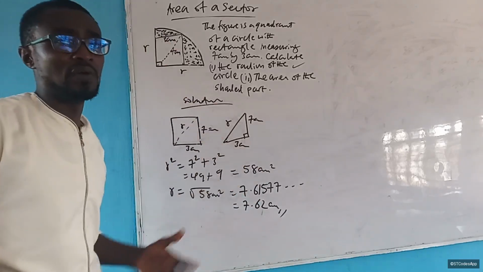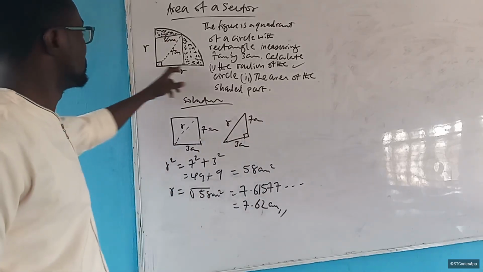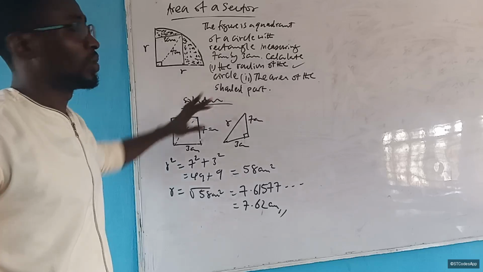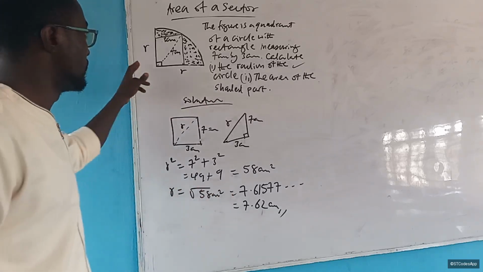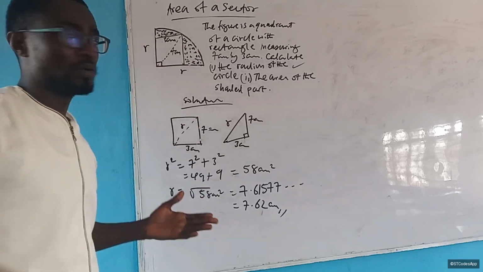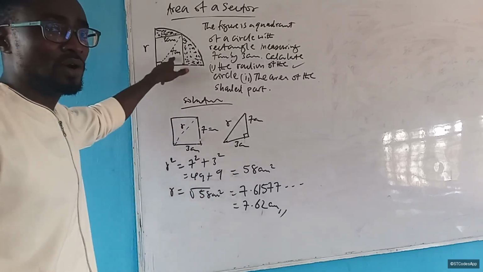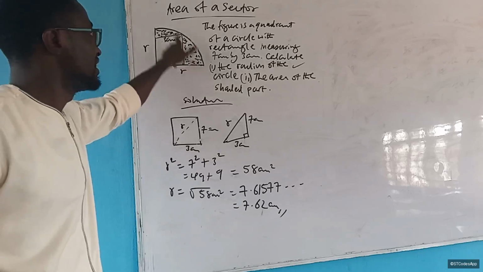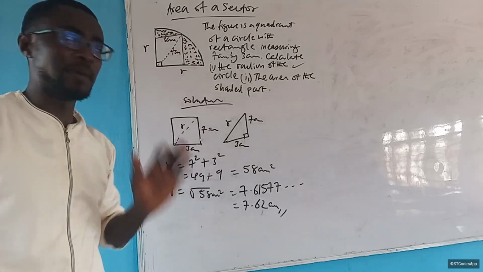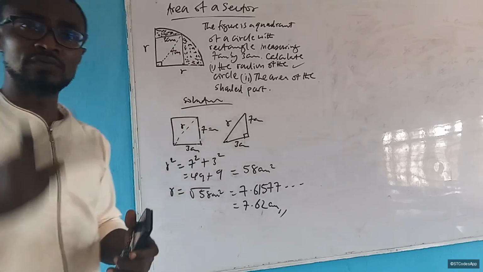Once you obtain the area of that rectangle, you also obtain the area of this quadrant or sector, depending on how the case may be. If you find the area of this sector, we'll subtract the area of the rectangle from it, and that gives us the area of the remaining part, which is the shaded part. This area can be solved in two ways.